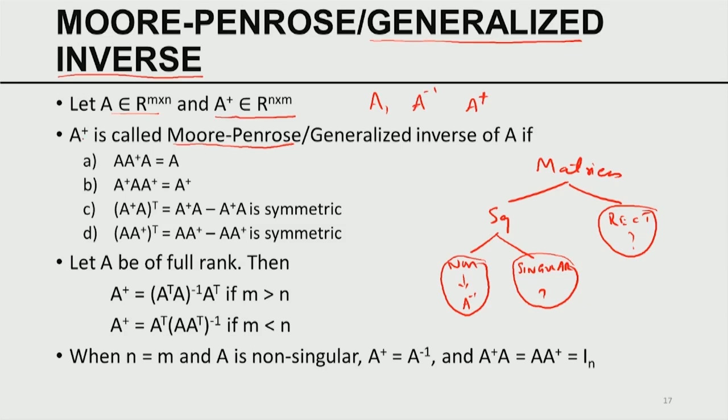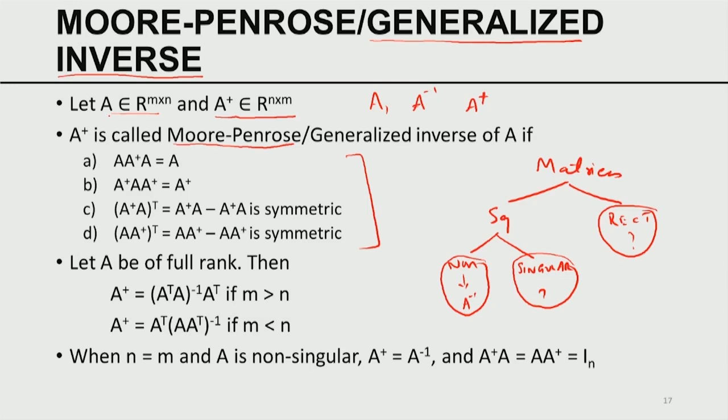They said any matrix A plus that satisfies the properties A, B, C and D with respect to A is called a generalized inverse. In other words, A A plus A must be A. A plus A A plus must be A plus. A A plus transpose is A A plus, that means A A plus is symmetric. A plus A transpose must be equal to A plus A, it must be symmetric. So any matrix that satisfies these four properties can be regarded as the generalized inverse of A.